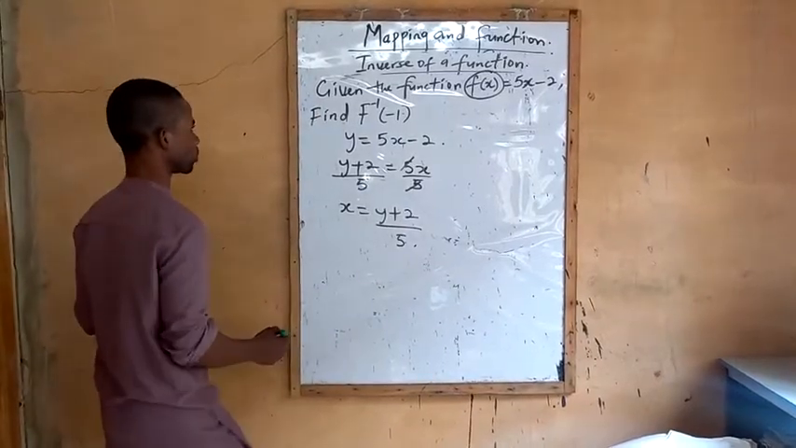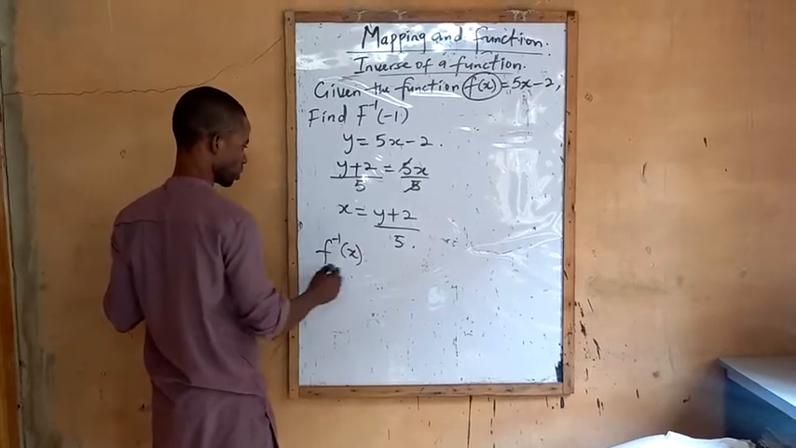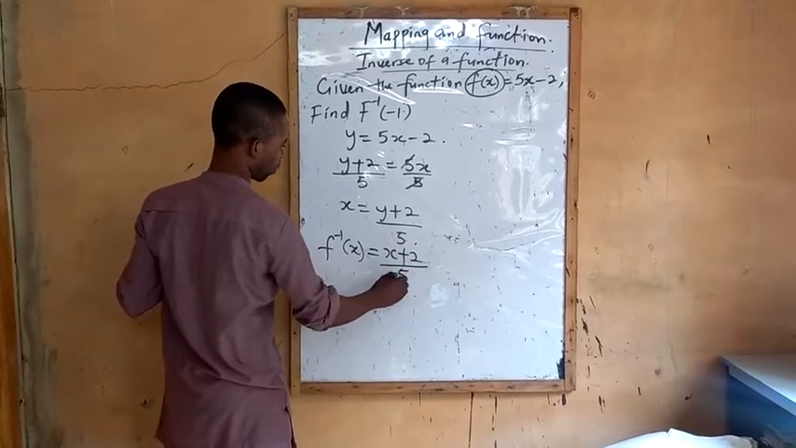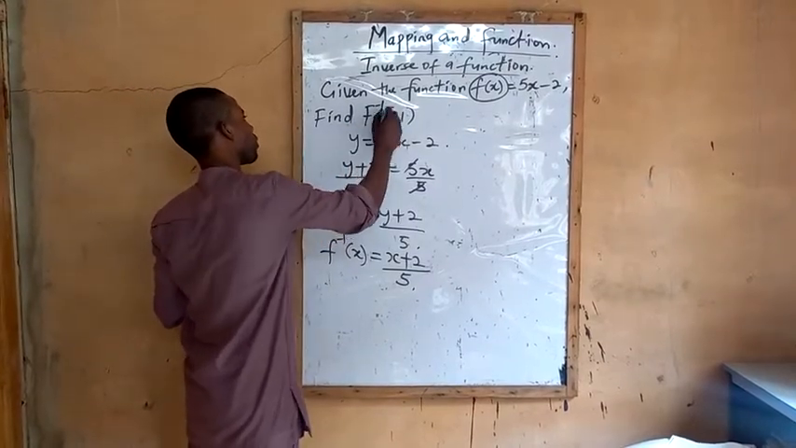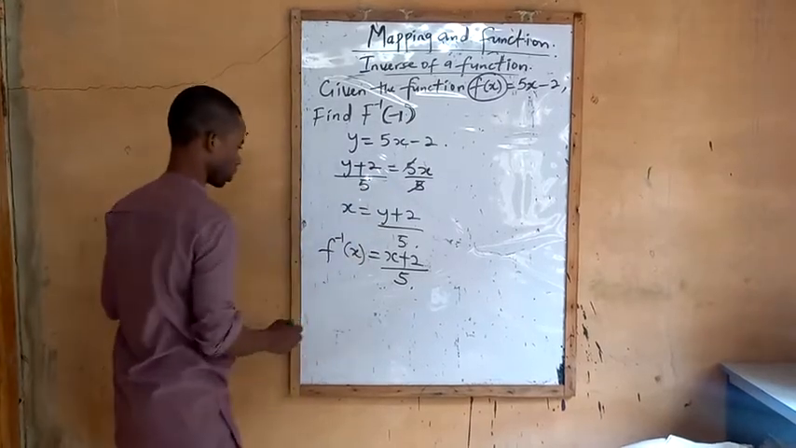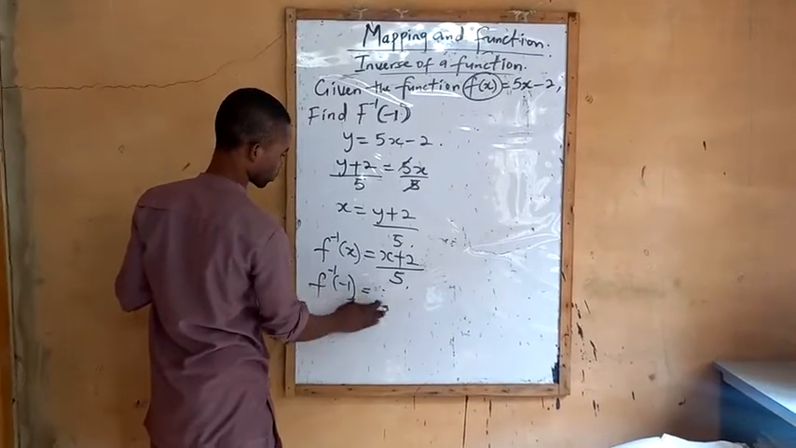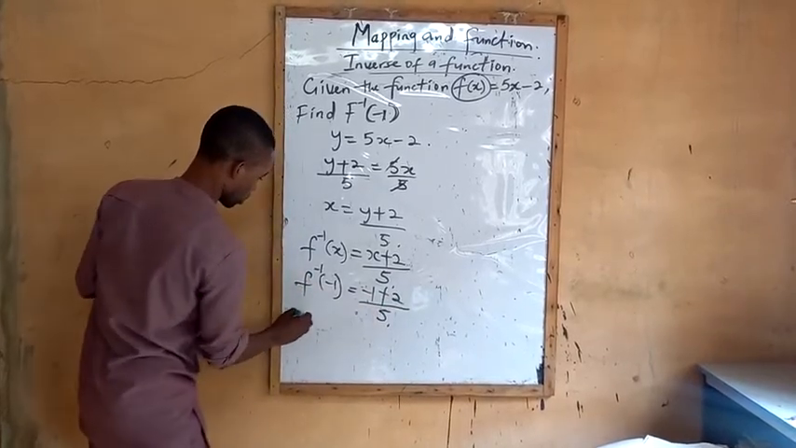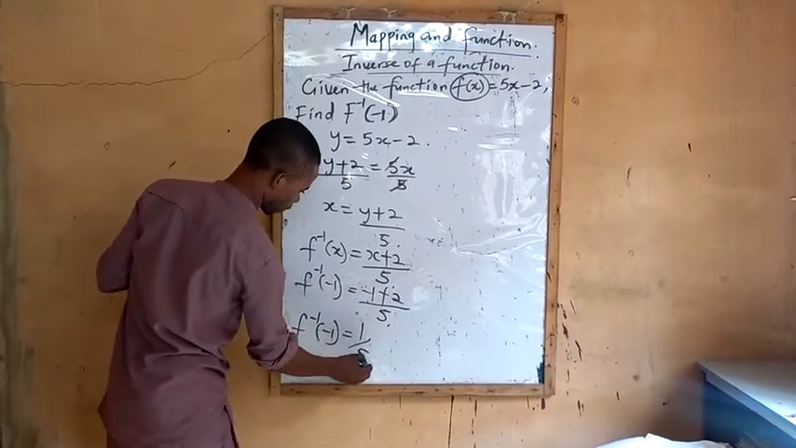Now, I told you by the time you want to write the inverse of f of x, you change this y to x: x plus 2 all over 5. And look at this. They said find the inverse of f of minus 1. That means anywhere I see x, I'm going to substitute minus 1. That is inverse of f of minus 1 equals minus 1 plus 2 all over 5. Minus 1 plus 2, that is 1 all over 5.